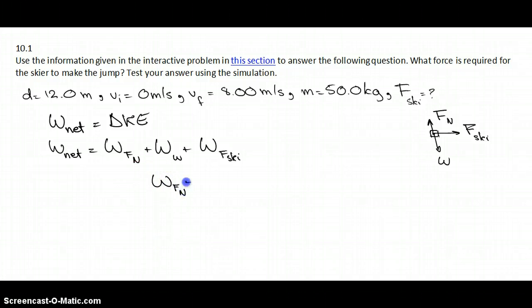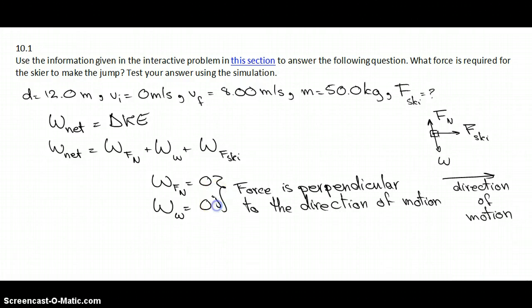The work of the normal force is 0. The work of the weight is also 0 because both of these forces are perpendicular to the direction of motion. When you put it that way, you need to explain, and please don't forget the units like I just did. Now, the work of the force pushing him forward is F times D because the force and the direction of motion are in the same direction.